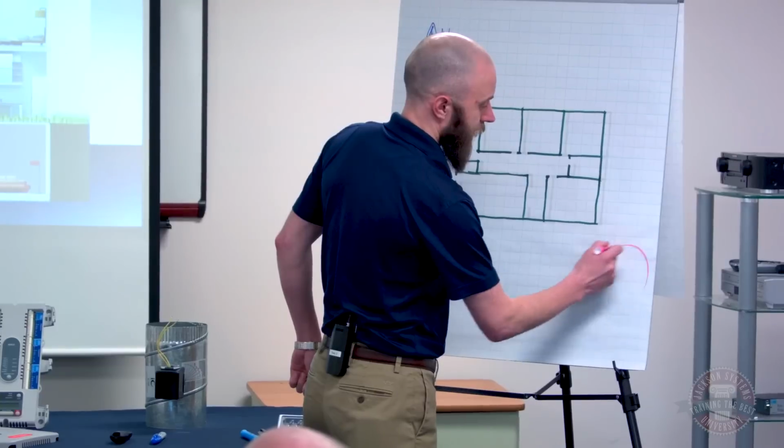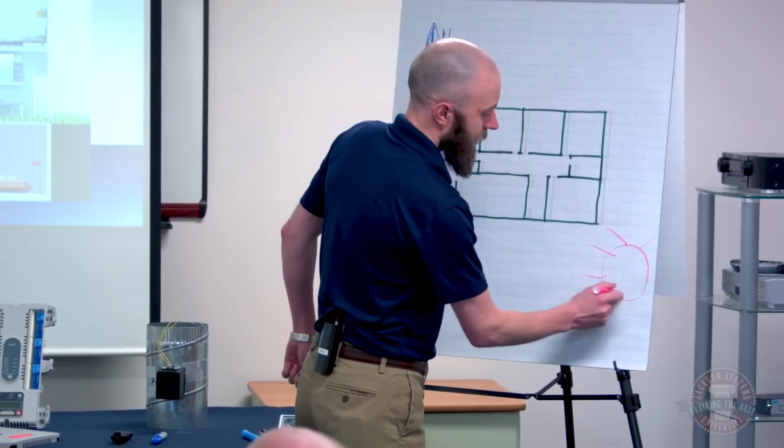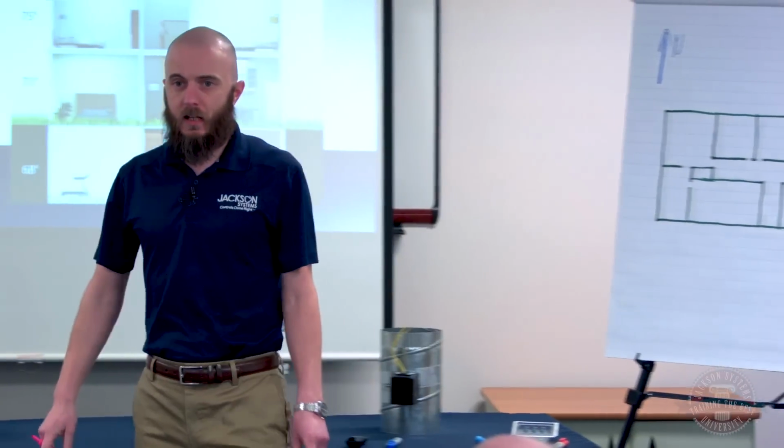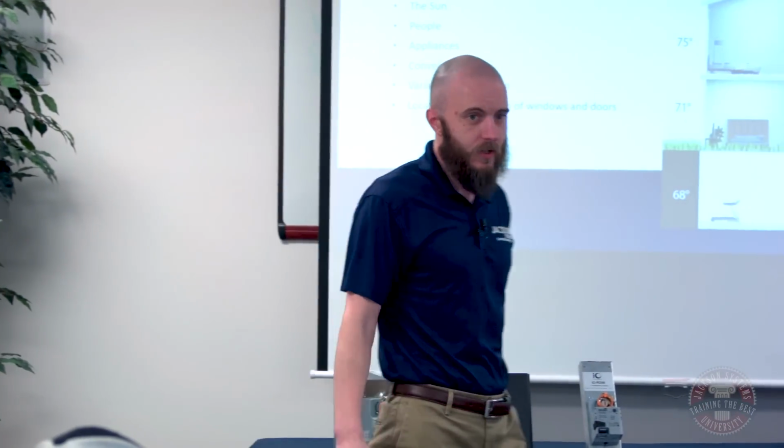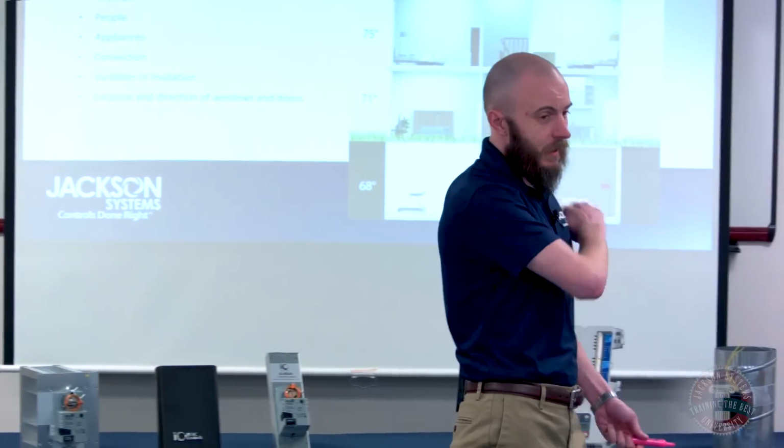Sun's going to rise over here in the east, and most of the solar load's going to be on the east side of the house, right? And then throughout the day, it's going to move kind of through the southern sky. So most of the sun's going to be on the southern side of the house. No sun on the north side of the house.